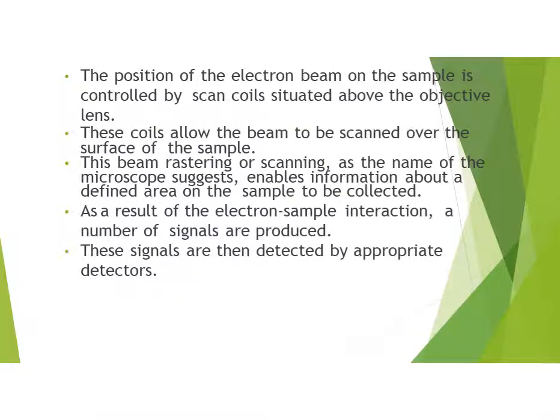The position of the electron beam on the sample is controlled by scanning coils situated above the objective lens. These coils allow the beam to scan over the surface of the sample. This beam enables information about a defined area on the sample to be collected. As a result of the electron sample interaction, a number of signals are produced. These signals are then detected by appropriate detector.